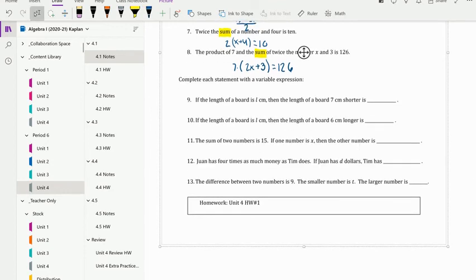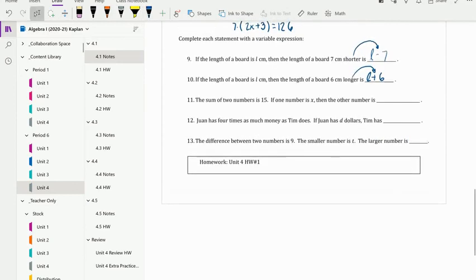Number 9 says the length of a board is L centimeters. Then the length of a board 7 centimeters shorter is blank. Well, if it's shorter, it's 7 centimeters less, so that's going to be L minus 7. So shorter in this particular instance refers to a minus sign. Similar situation, number 10: if the length of a board is L centimeters, then the length of a board 6 centimeters longer is L plus 6. So longer refers to a plus sign in this case.